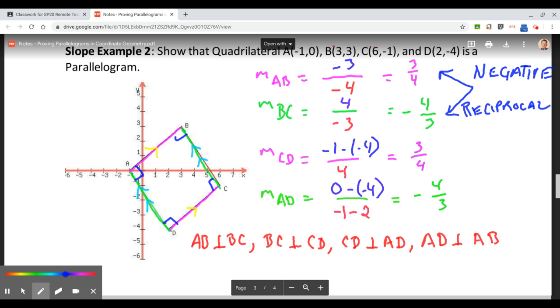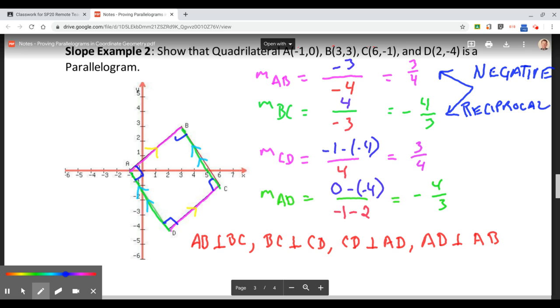All right, so when you solve out example 2, yes, you do notice that AB and CD are the same values and BC and AD are the same values. So they are parallel slopes. However, what you do notice is that looking at AB and BC, they're negative reciprocals. The fractions are flipped and negated.